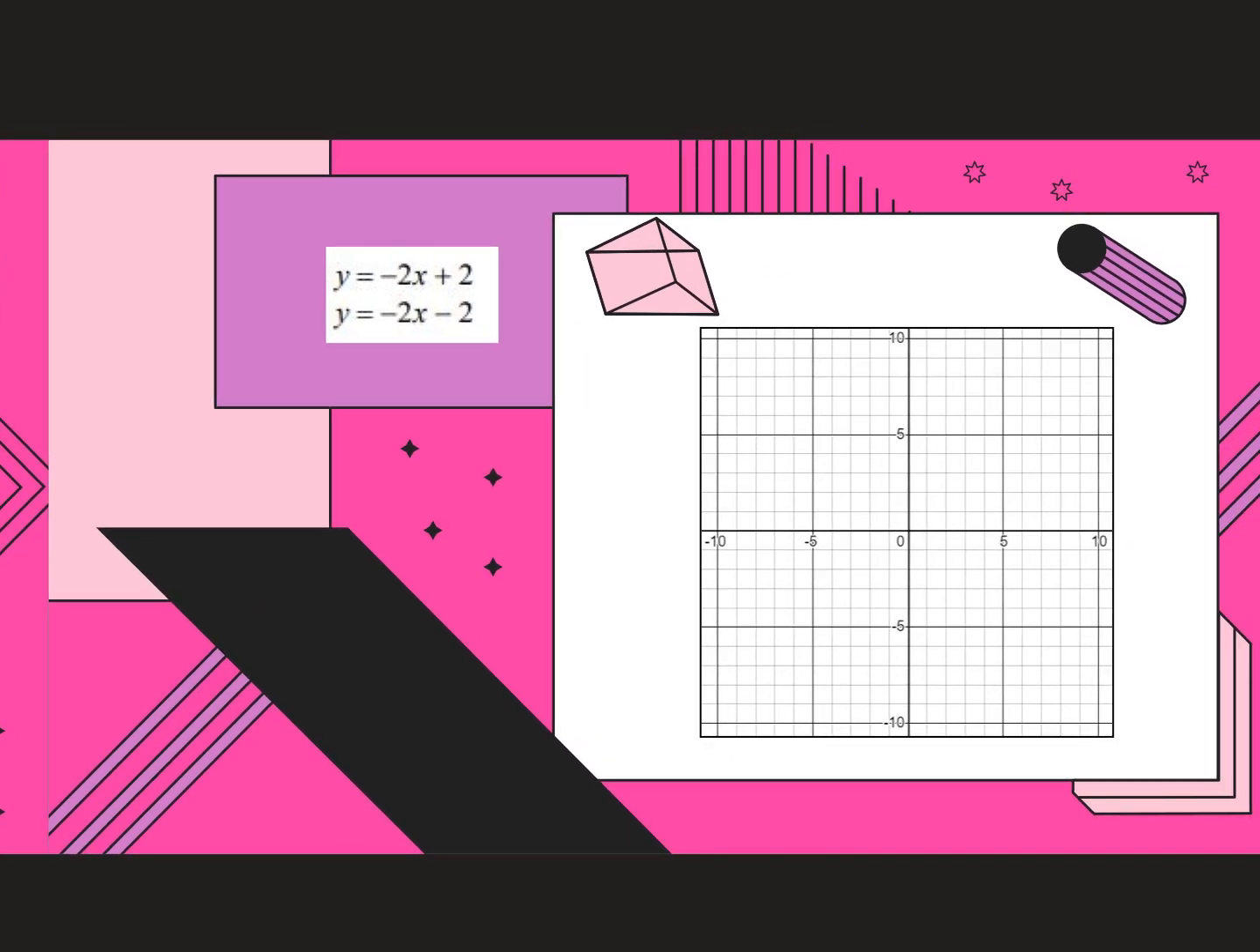All right, now I want you to pause the video and try this second example. It's also in slope-intercept form. So identify your slope, your y-intercept, and graph both equations and tell me what your solution is. All right, so just like in the previous one, I am going to do the lines in two different colors. So looking here, the slope for our first equation is -2 and our y-intercept is +2. So we're going to start at +2, down 2, over 1.